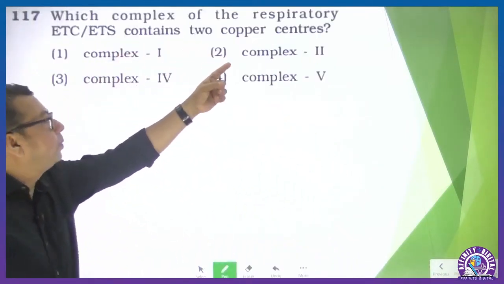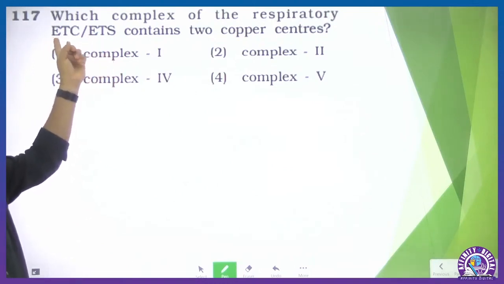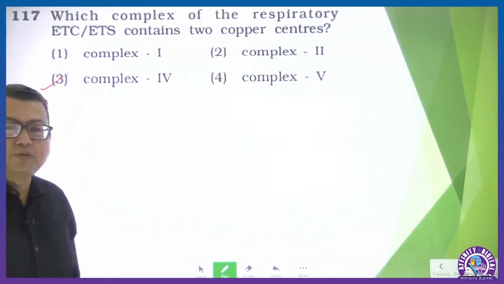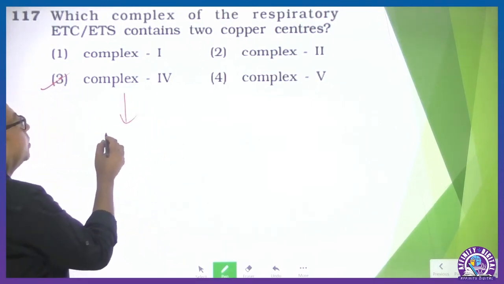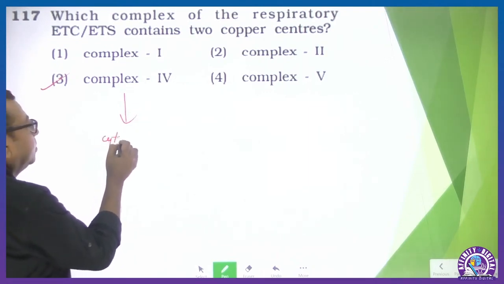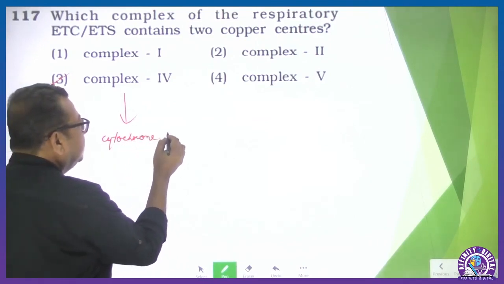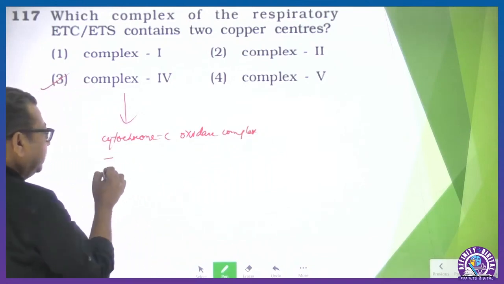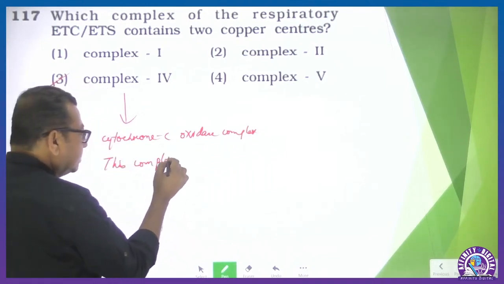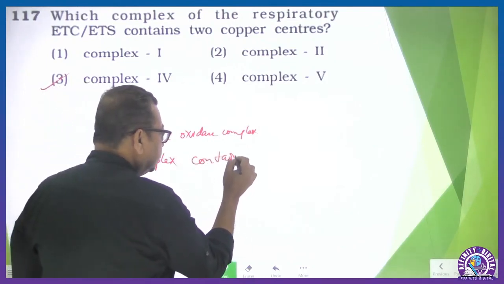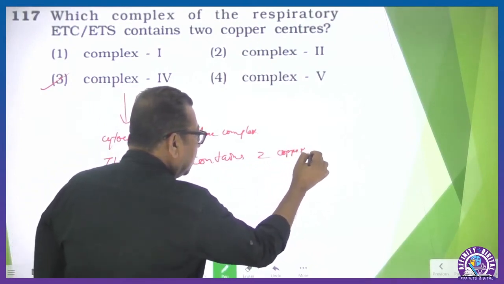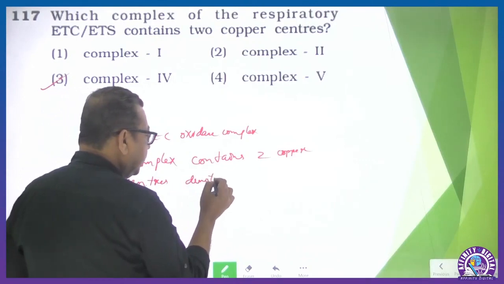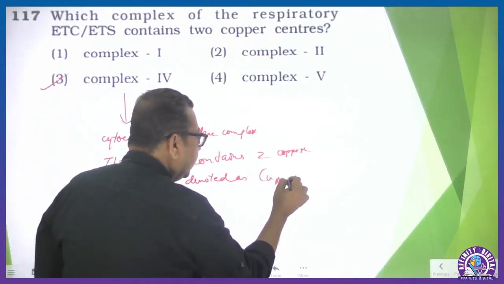Moving on to the next question: which complex of the respiratory electron transport system or respiratory electron transport chain contains two copper centers? So the answer for this particular question will be what? Complex 4. Complex 4 is also called cytochrome C oxidase complex. This complex contains two copper centers, denoted as copper A and copper B.